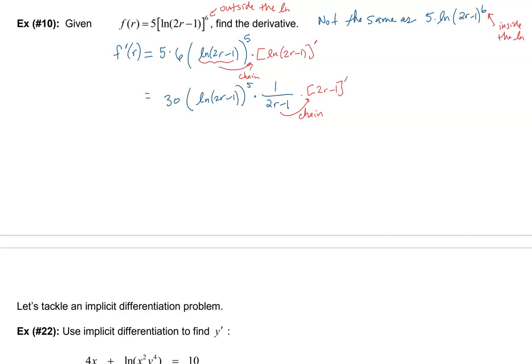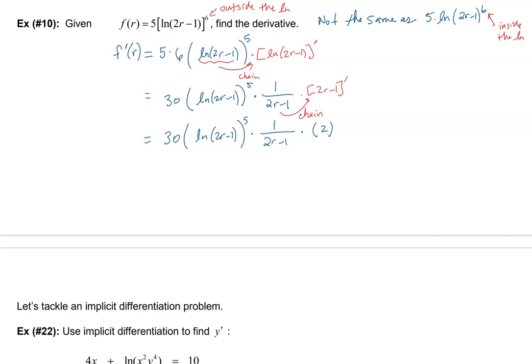But just to make it clear why we're doing each step, I'll write out a few more steps in my own notes. This first part is all done, so we just keep copying it down. 30 times that whole log 2r minus 1 to the fifth power times 1 over 2r minus 1, and then times a final 2. And there's really not a whole lot to do with this.